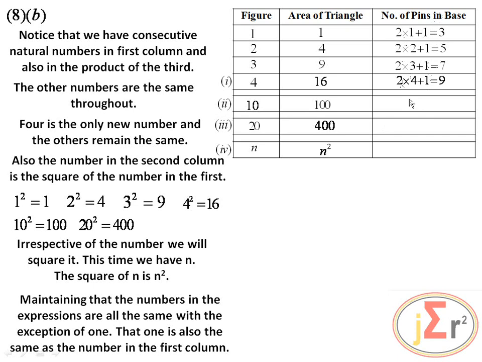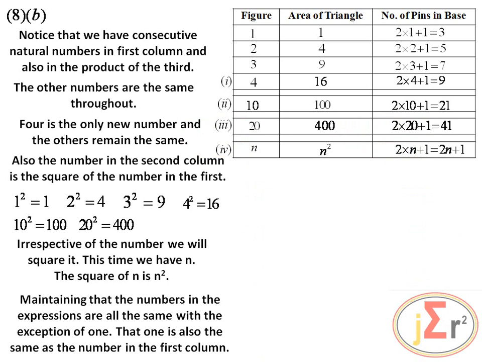So 2 times 10 plus 1, and that is equal to 21. And we imagine the same thing here: 2 times 20 plus 1, and that is equal to 41. And we may just write down 2 times n plus 1, or we may say 2n plus 1. And that completes the table.